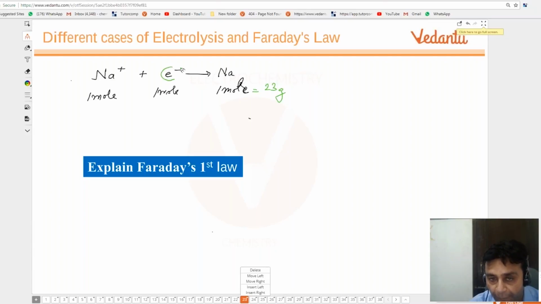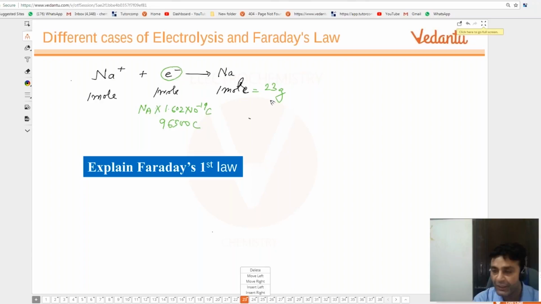It means 1 mole of electron means Avogadro number of electron. Am I right? Right. What is the charge on 1 electron? 1.602 × 10^-19 coulomb. Am I right? Getting me? So if I multiply with the Avogadro number, that will give the total charge. This comes out with 96500 coulomb. So if I provide here 96500 coulomb to the 1 mole of sodium ion, 23 gram of sodium is deposited.